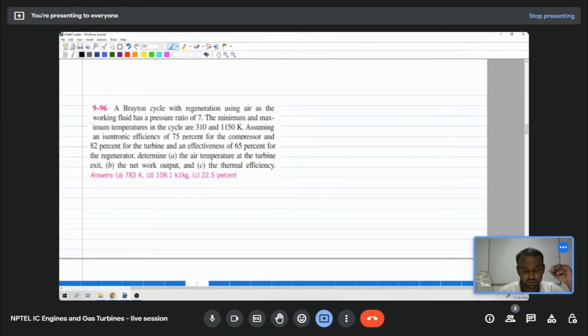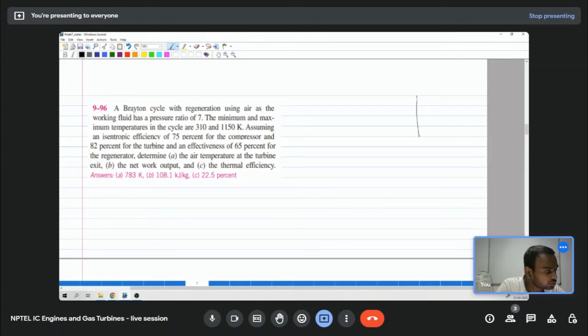I think this is simpler than the one we saw earlier. A Brayton cycle with regeneration using air as the working fluid has a pressure ratio of 7. The minimum and maximum temperatures in the cycle are 310 and 1150 Kelvin. Assuming an isentropic efficiency of 75% for the compressor and 82% for the turbine, and an effectiveness of 65% for the regenerator, determine the air temperature at the turbine exit, the net work output, and the thermal efficiency. Only these three.